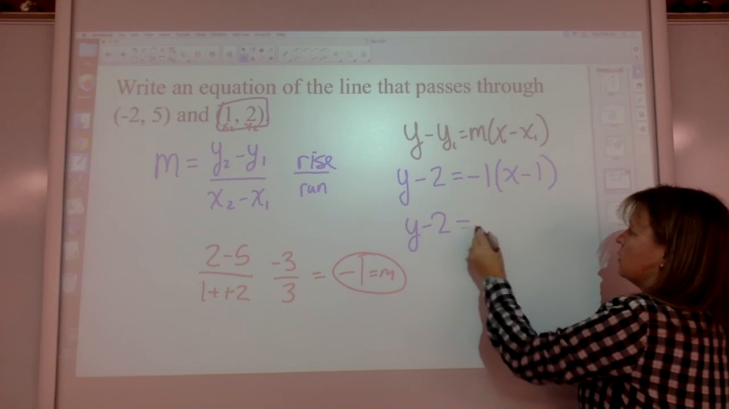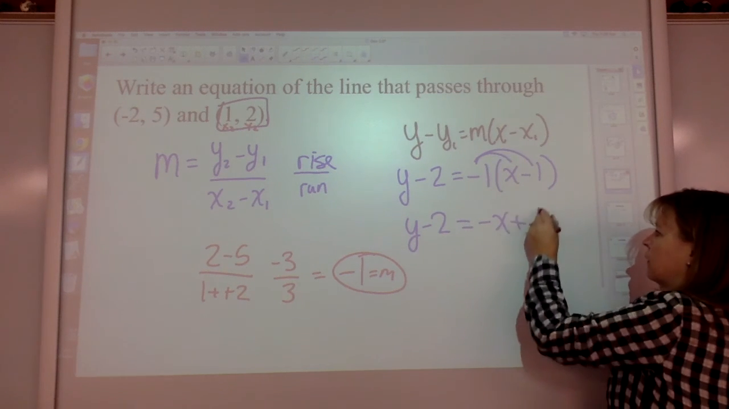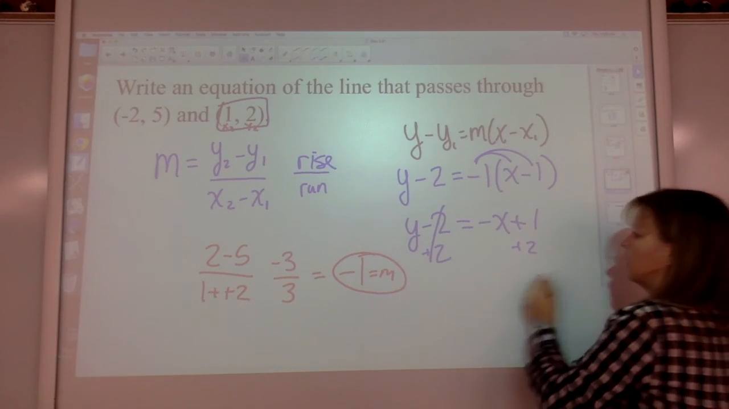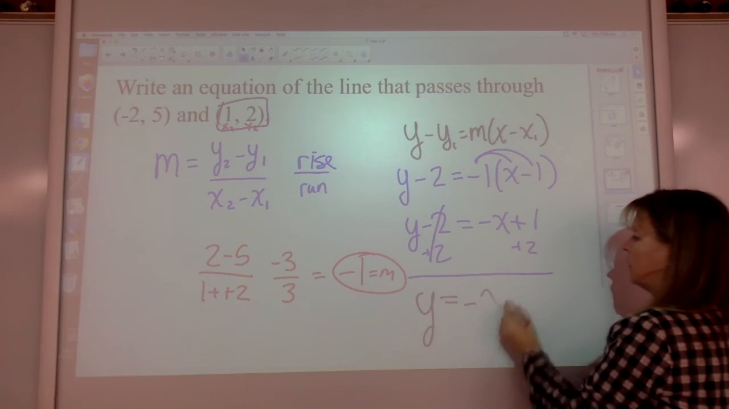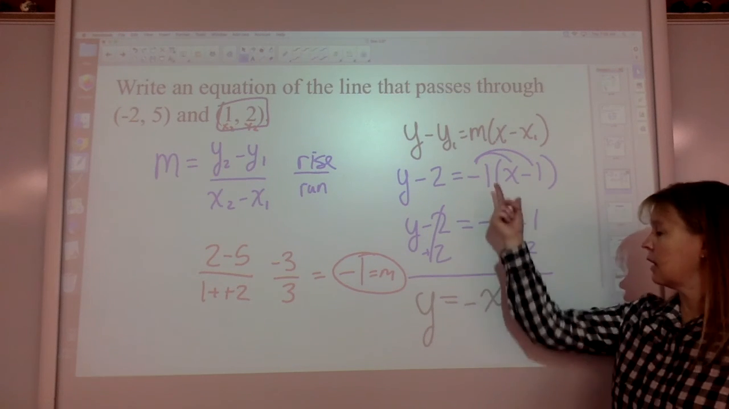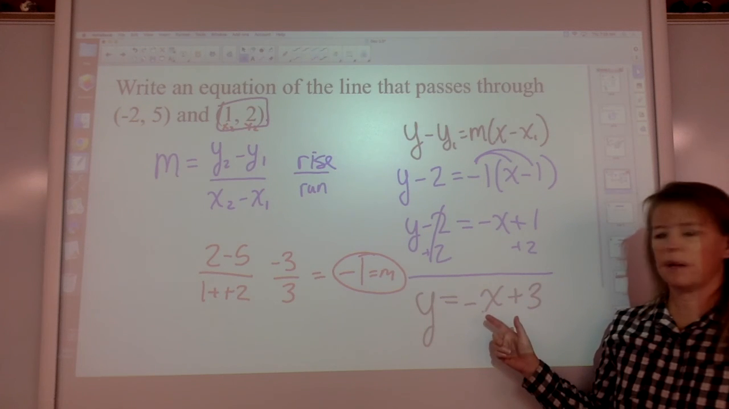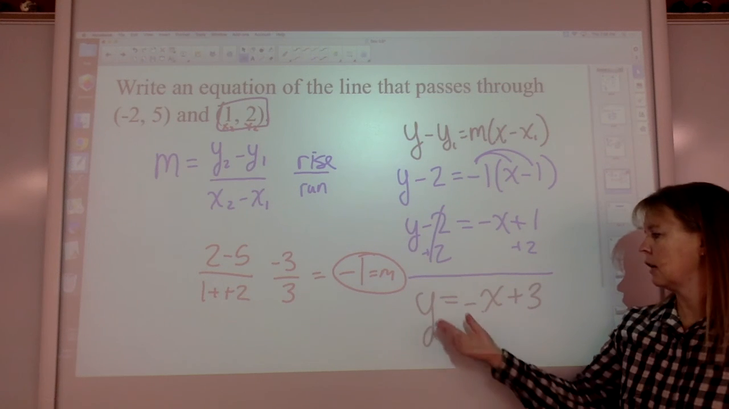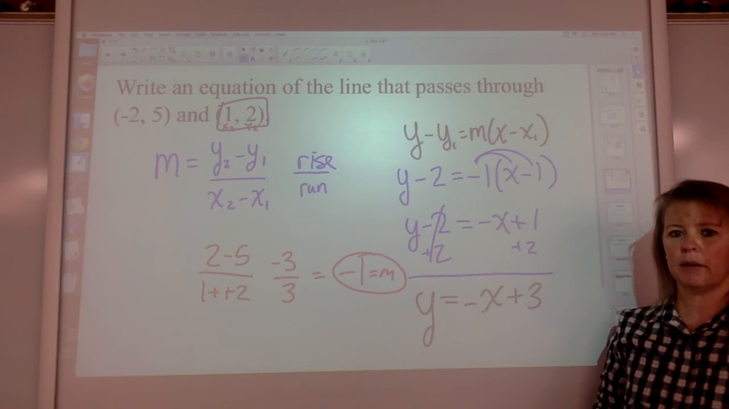Y minus 2 equals negative x plus 1. And then I'm going to add 2 to both sides. And your final answer is y equals negative x plus 3. And again, I'll remind you, if there is a 1 sitting here in front of this x, you're going to lose points on it. It's not considered proper math. It's just like spelling a word wrong in English. Y equals negative x plus 3. Write it all the way simplified.